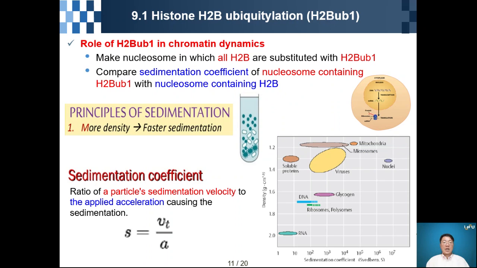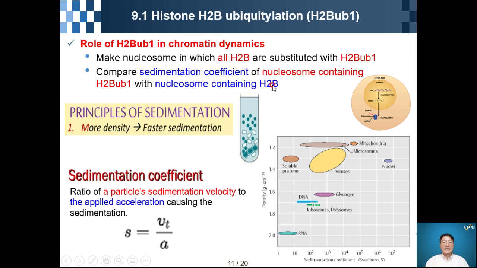So in this slide, I will explain the role of H2B-UB1 in chromatin dynamics. To find the role of H2B-UB1 in chromatin dynamics, people make a nucleosome in which all H2Bs are substituted with H2B-UB1s. After that, they compare the sedimentation coefficient of the nucleosome containing H2B-UB1 with the nucleosome containing H2B.